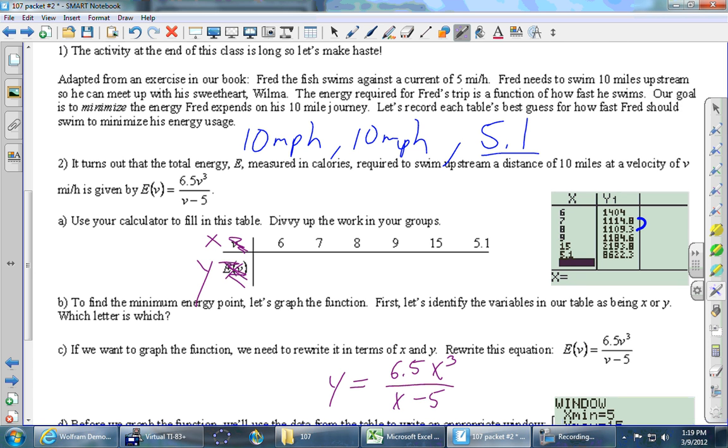And then we start to get into trouble, because if you swim too fast, then you can see that the calorie usage starts to go up, because even though you get there quick, what's true if you're swimming fast the whole time? You're going to be tired. It's a lot of energy at every moment of this trip.